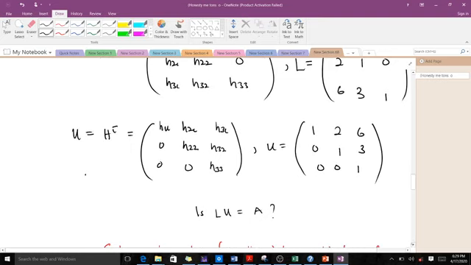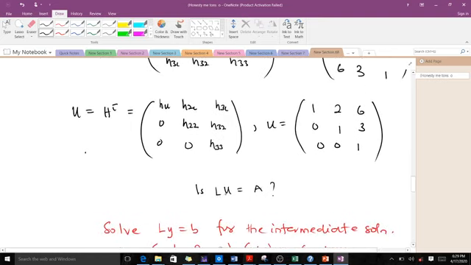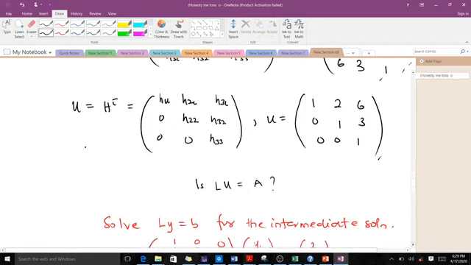So when you finish, you ask yourself this question: is my L times U equal to A? If that's correct, then that means the decomposition you did is right. But if it is not equal to your A, that means you might have made a mistake somewhere, so you have to go through. When we multiply our L here by our U here, fortunately for us, we will get A. So that means that we did the right thing.